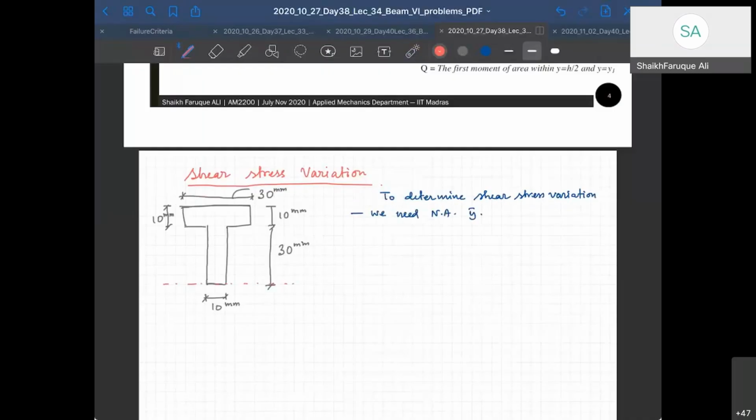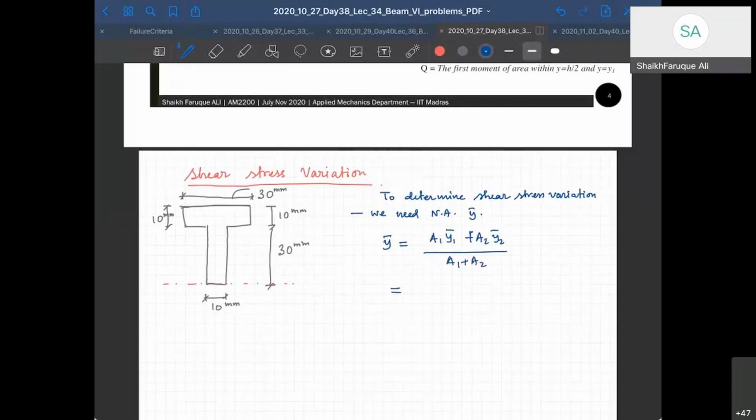Then how do you find it? Can anybody find the neutral axis quickly and tell me what would be the value from the bottom side? It will be 10 into 30 into, okay, let me write the formula first so that we remember it: A1 y1 bar plus A2 y2 bar divided by A1 plus A2.